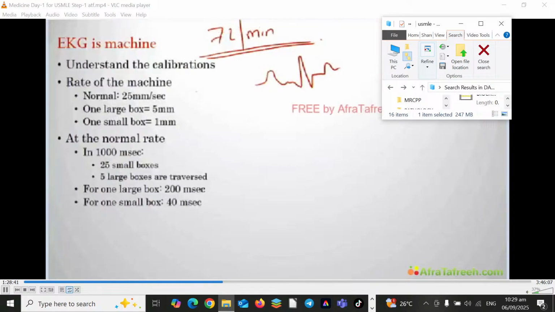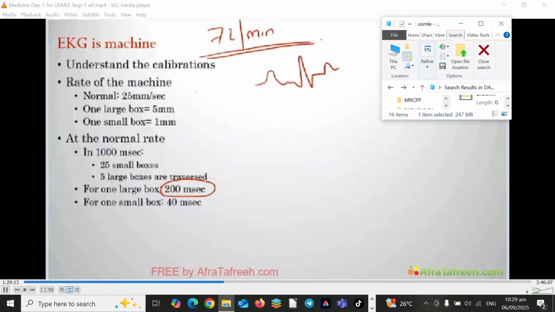To prevent these decimal places, we talk in EKG on the basis of milliseconds. So again, 1 second is 1000 milliseconds. 5 large boxes were covered in 1 second. That means 5 large boxes were covered in 1000 milliseconds. So 1 large box is covered in 200 milliseconds, and 1 small box would be 40 milliseconds. And so this is how it is calibrated.